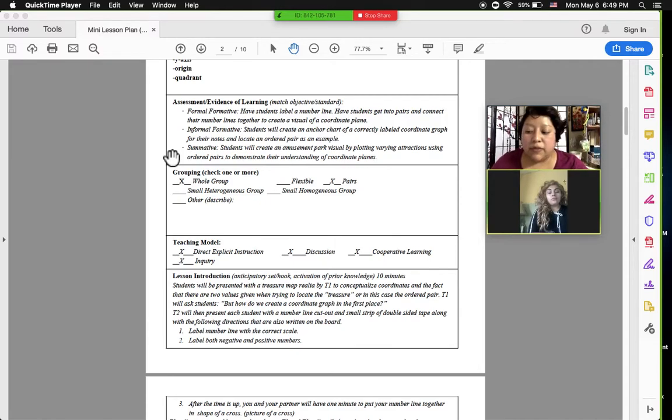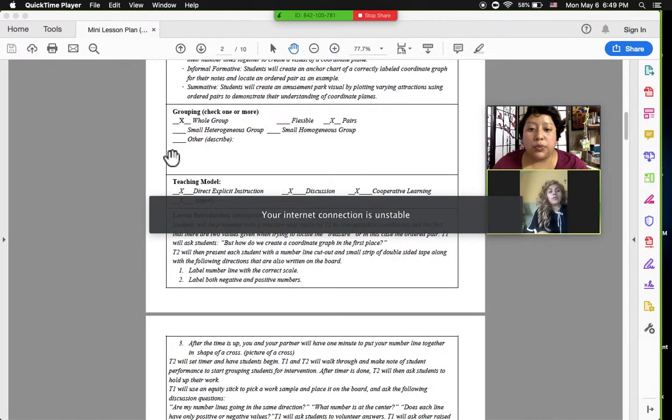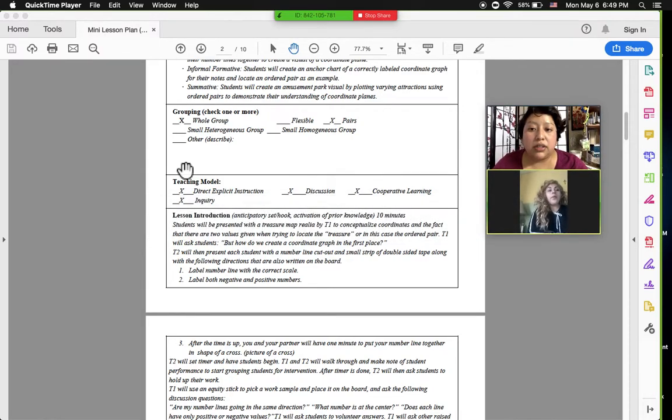And then the summative product-based project that we would have at the end of this unit, if it was part of the whole unit, would be to create an amusement park visual by plotting varying attractions using ordered pairs to demonstrate an understanding of coordinate planes. And apart from that, we also made sure that the grouping should be both whole group and in pairs.